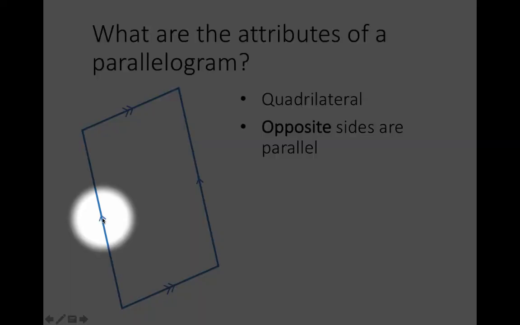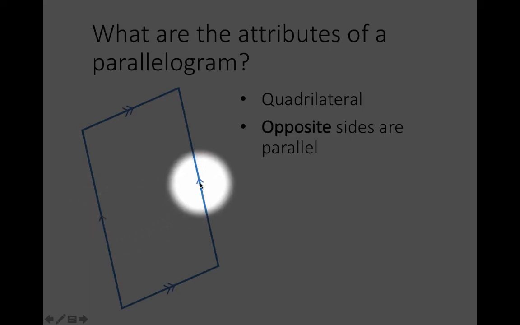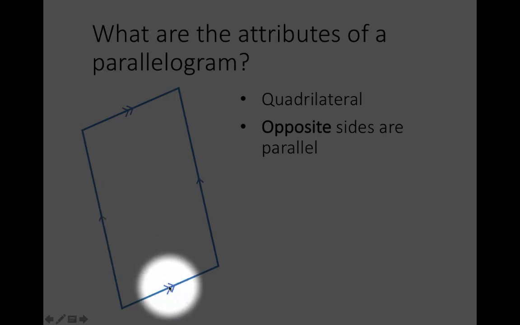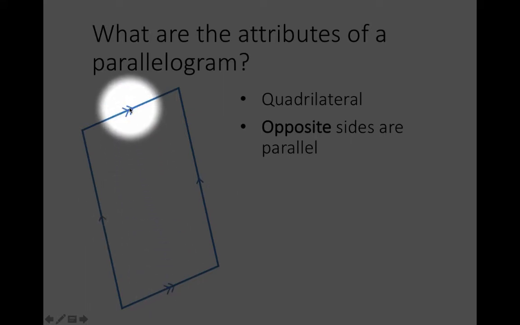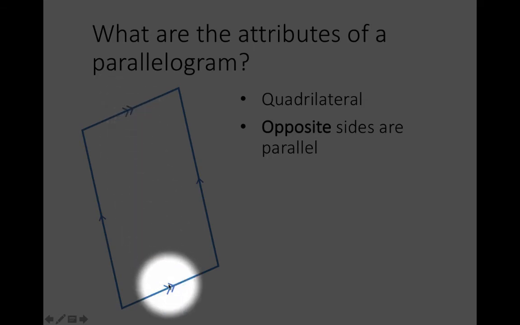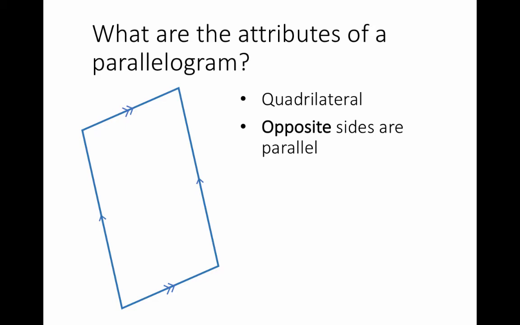The single wing on this side and this side indicate that these opposite sides are parallel. The double wing on this side and this side indicate that these opposite sides are parallel. You might notice that a parallelogram sort of looks like a tilted rectangle.